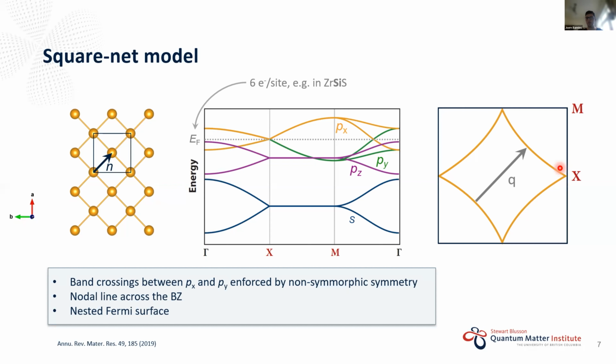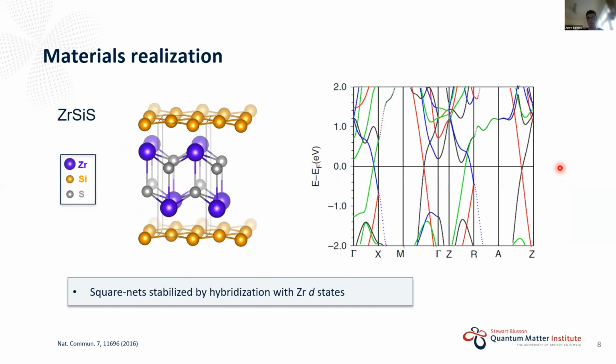Now, this was just the simplest possible model. In the real world, we need to put this into a 3D lattice. And one of the materials where we can realize this is zirconium silicon sulfide. Here we have silicon occupying the square net, and those silicon layers are sandwiched in between double layered slabs of zirconium and sulfur.